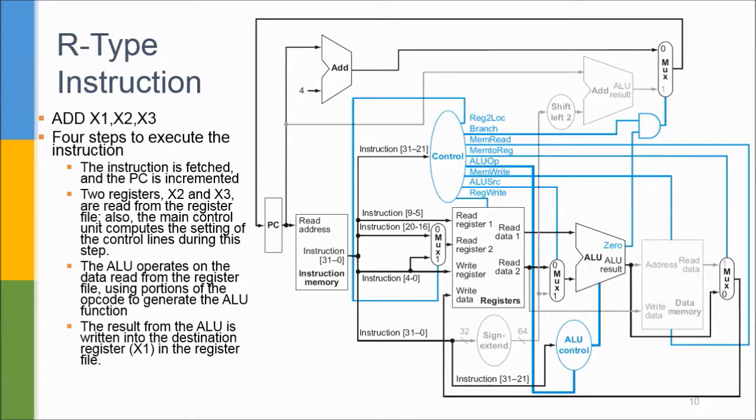Number two, the registers X2 and X3 are read from the register file. Also, the main control unit computes the setting of the control lines during this step. Number three, the ALU operates on the data read from the register file, using portions of the opcode to generate the ALU function. In the last step, the result from the ALU is written into destination register X1 in the register file.